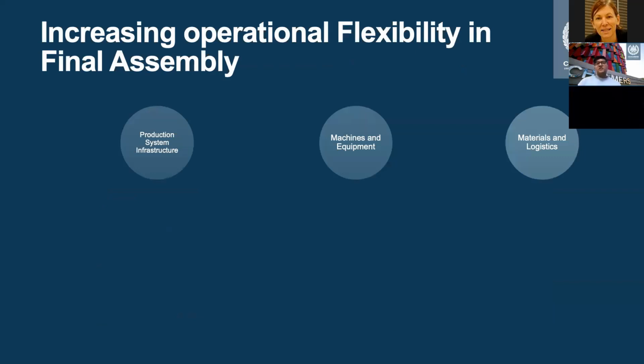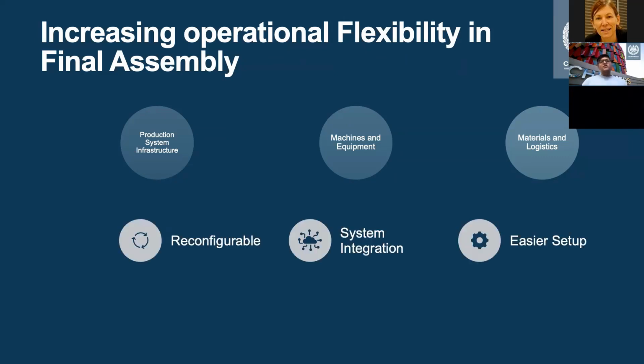The other sources of operational flexibility, such as the systems infrastructure, or machines and equipment, and logistics, can also be influenced using Industry 4.0 enabling technologies. These sources are based on how easy it is for the system to be reconfigured, how easy it is for systems to be integrated with the subsystems. For example, how different workstations can be easily integrated with the main final assembly. How easy it is to integrate that final assembly with the global infrastructures for many global companies, and how easy it is to set up a workstation.